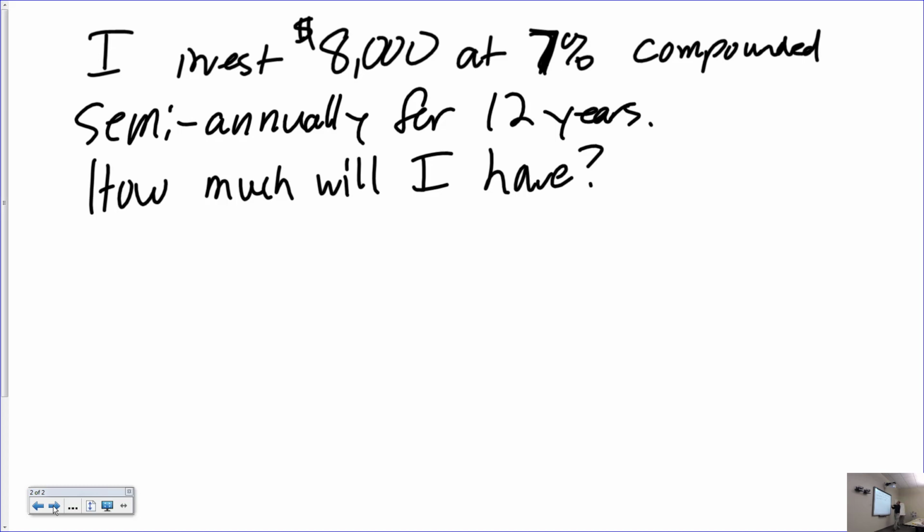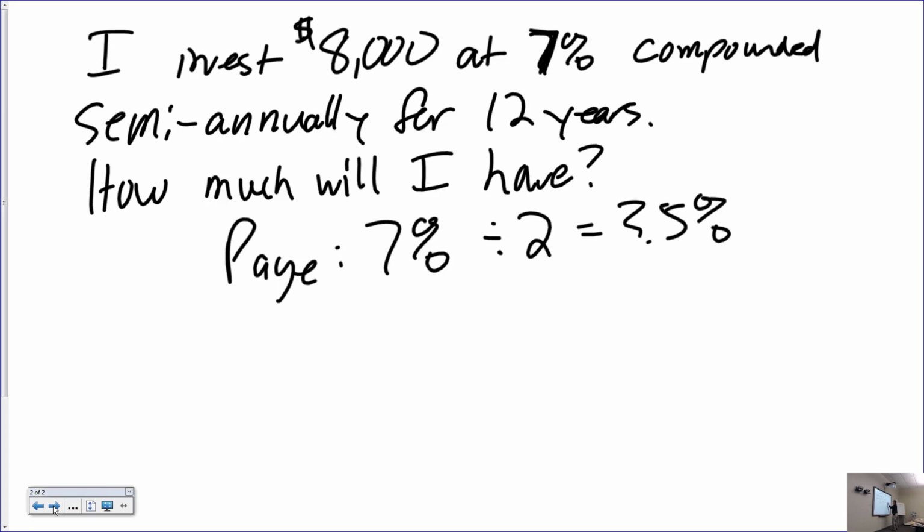So first off, what does it mean to compound semi-annually, folks? Twice a year. Okay, so every half of a year we're going to compound our interest. Since we want to use the tables, what page am I going to go to? 7%. Start with 7%, but remember, how many times do we compound per year? Twice a year, so take that 7 and divide it in half. We're going to use the 3.5% page.